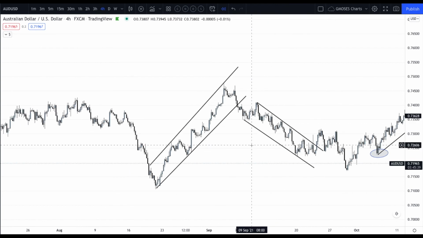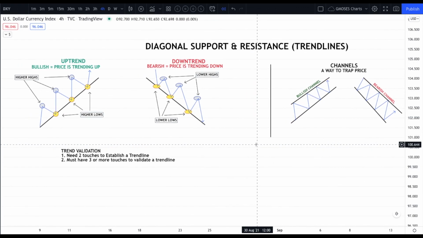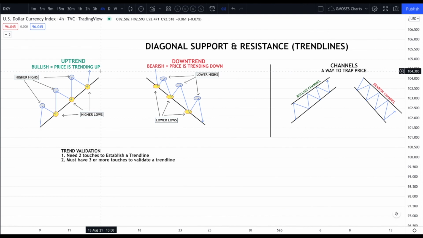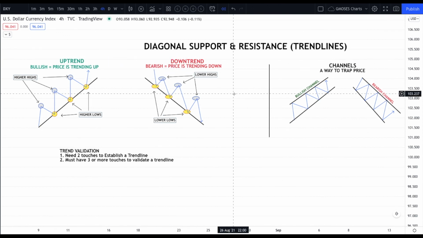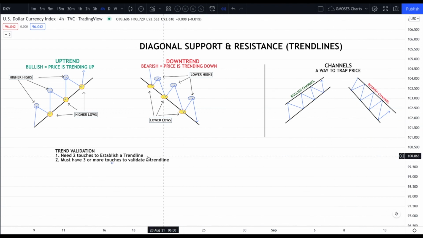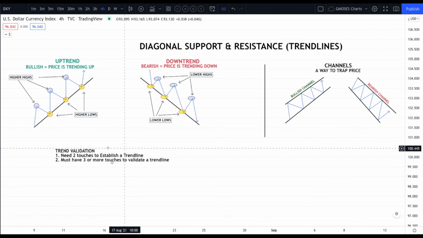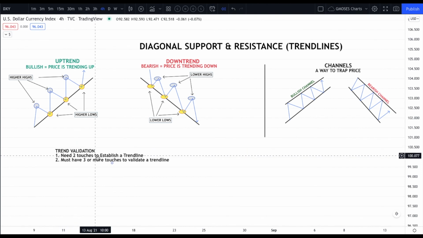Okay, so now let's go ahead and review. Okay, you guys, so what did we talk about? We talked about an uptrend, which is considered bullish when price is trending up. We talked about a downtrend, which is bearish when price is trending down. We also talked about the bullish and bearish channels. We also talked about trend validation. You only need 2 touches to establish a trend, but you must have 3 or more touches to validate a trend.